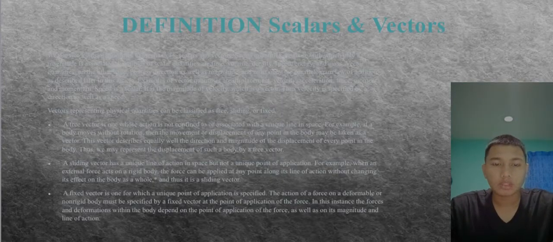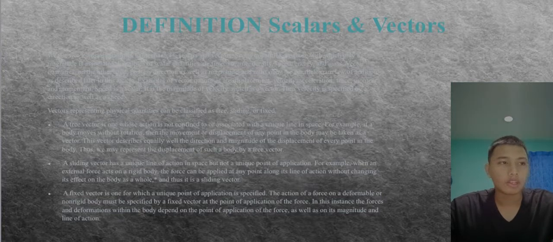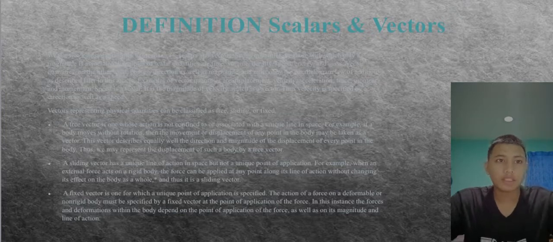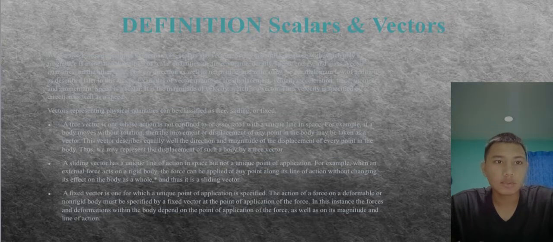Right now, I want to talk about definition, scalar, and vector. We use two kinds of quantity in mechanics: scalar and vector. Scalar quantities are those with which only a magnitude is associated. Examples of scalar quantities are time, volume, density, speed, energy, and mass.